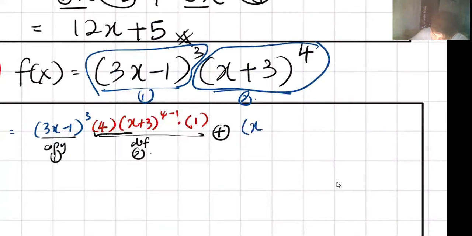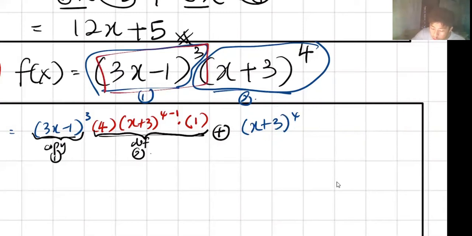This one should be like this. Okay, so plus what? Plus x. Now I'm trying to copy the second one, copy 2. So it's x plus 3 to the power of 4. I just copy whatever is 2. I just copy here times the differentiation of number 1.